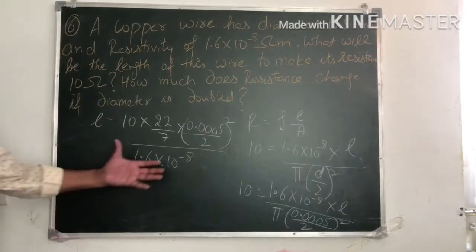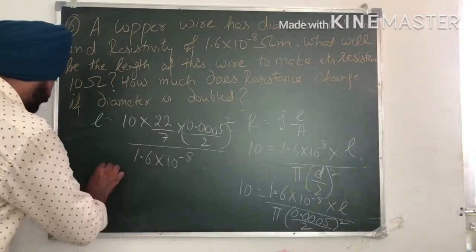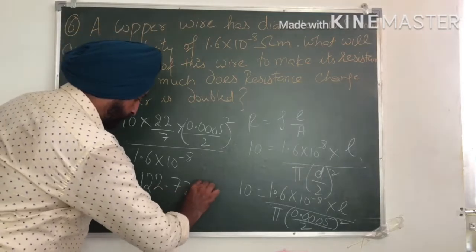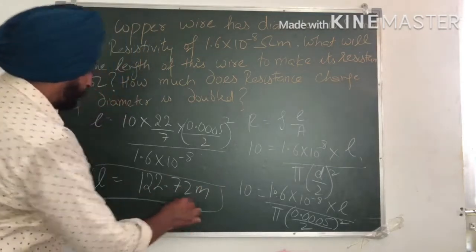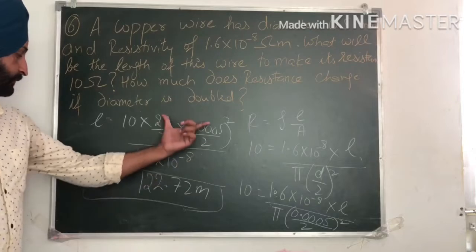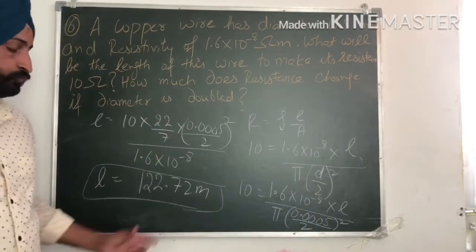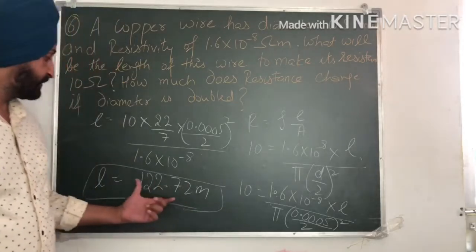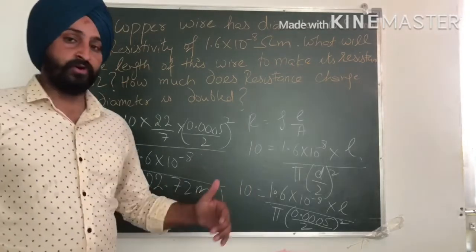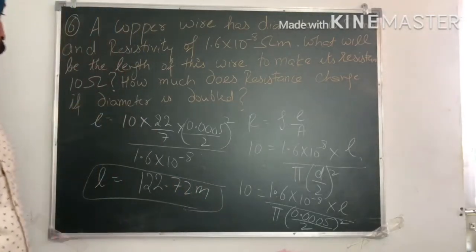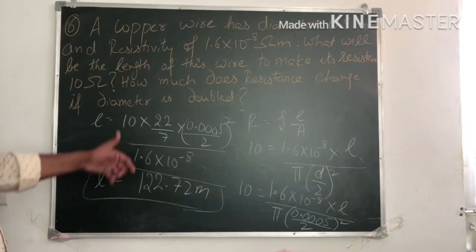Fine. Now by solving this equation we will get 122.72 meters. So by calculating these numerical values, our length would come equal to 122.72 meters. So this is the length that we need if we want the resistance of this wire to be equal to 10 ohm. Apart from that, there is another question here.